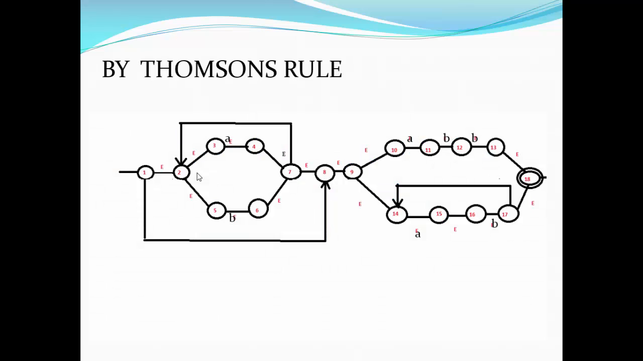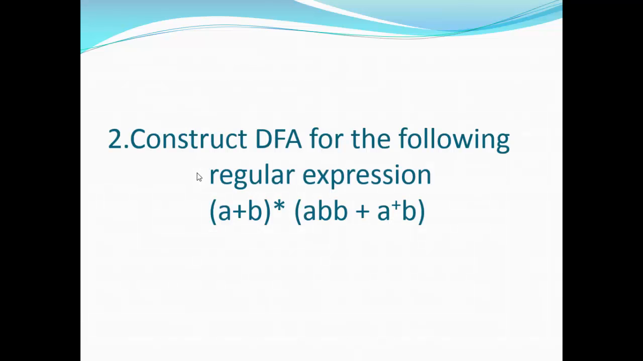Now 1 is a start state. Now from the 1 we are going to connect to the 2 and 2 to 3, while 1 to 2 is epsilon and 2 to 3 is epsilon and 3 to 4 is A and 4 to 7 is epsilon and 5 to 6 is B and remaining are epsilon. So by this 7 is connected to 2 and 8 is connected to 1. By this the (a plus b) whole star conversion is completed.